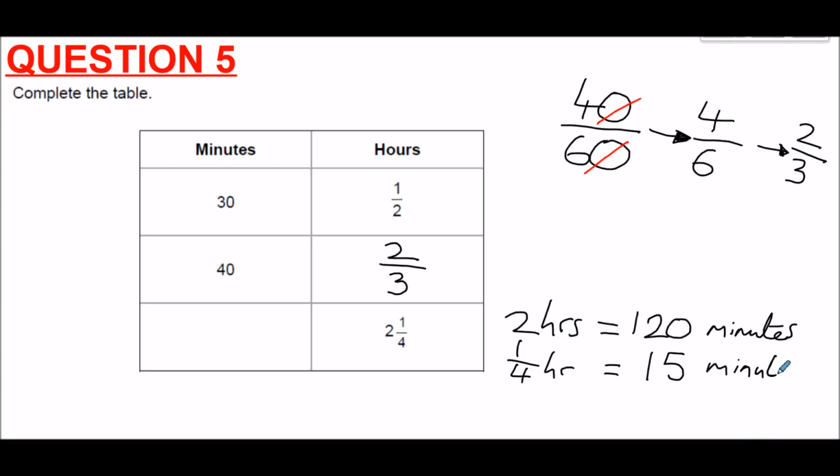So 2 1/4 hours means 2 hours plus a quarter. So if we were to add these together, 120 plus 15: 0 plus 5 is 5, 2 plus 1 gives us 3, and the 1 on its own, 135. And so 2 1/4 hours is the same as 135 minutes.